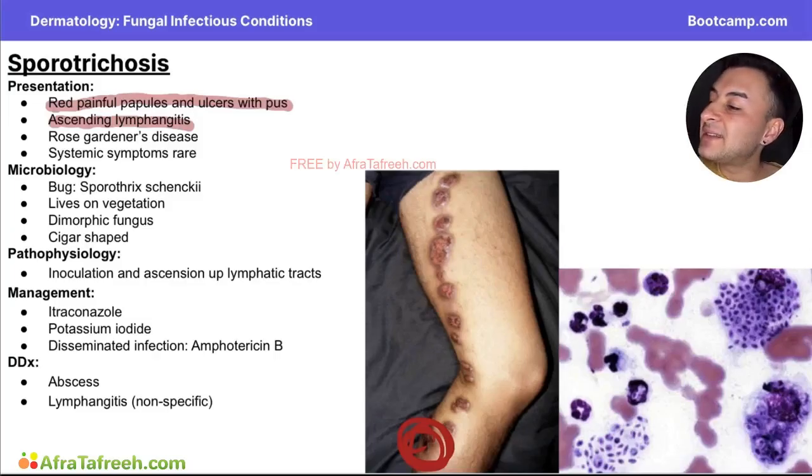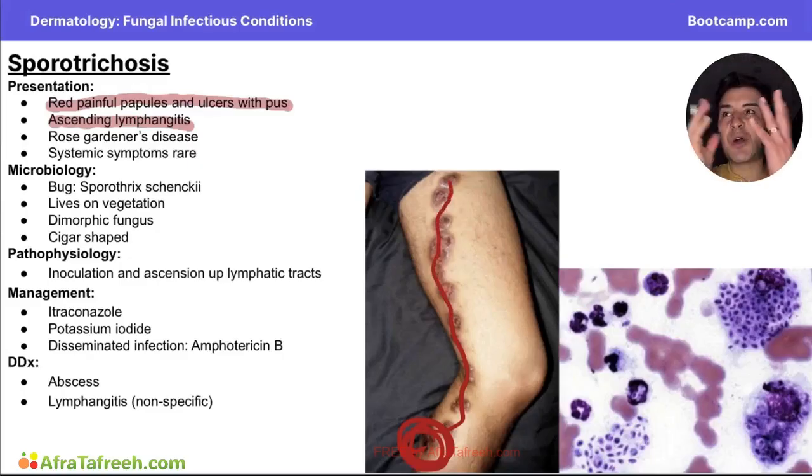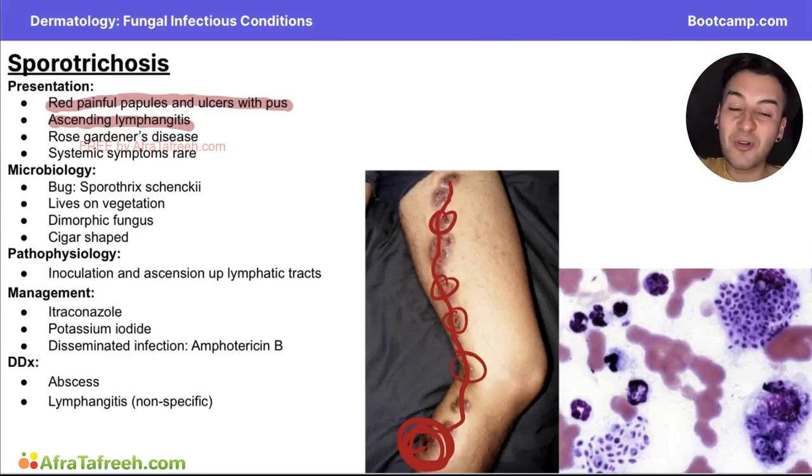And what it does is it travels up lymphatic tracts all the way up the arm. And as it does so, it leaves these eruptive ulcers along the way. So this is a classic and honestly amazingly cool physical diagnosis finding. So I really want you guys to burn this picture into your mind because you'll see it on test day. So we talked about why this is called rose gardener's disease.